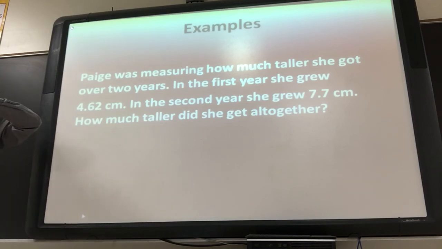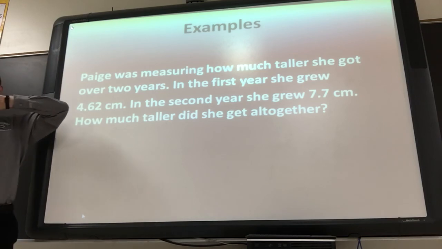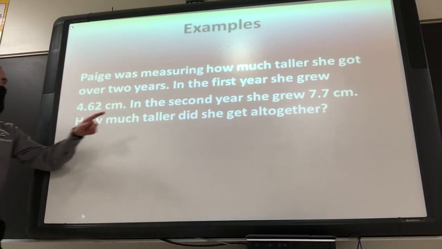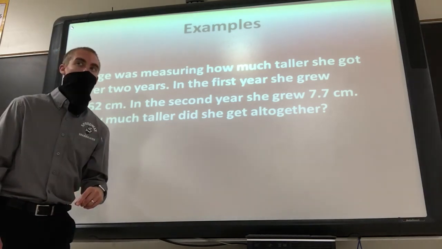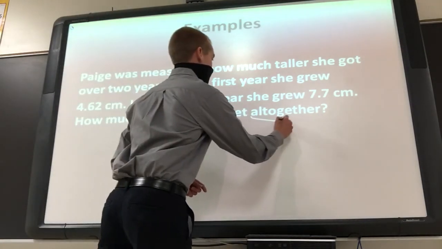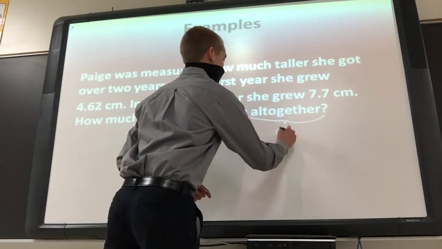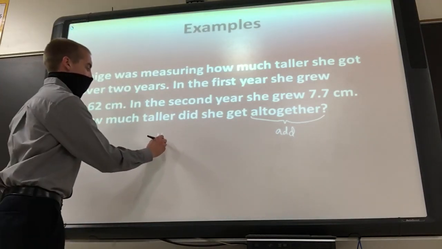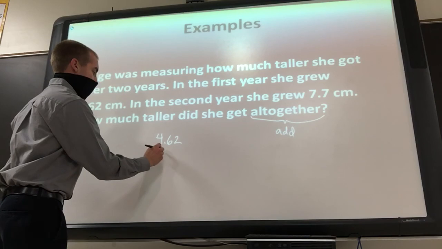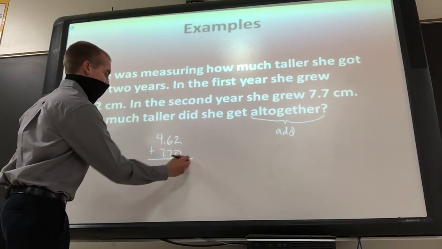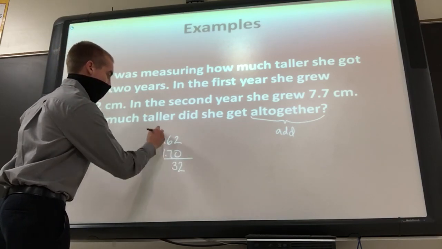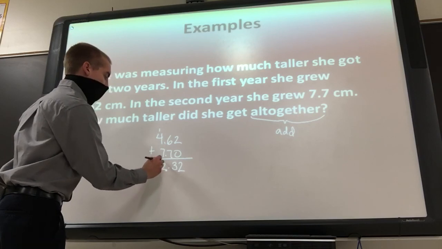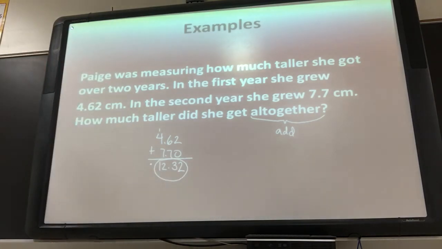What word tells us what operation to use? What's a word there that tells us what we need to do? Fiona? Altogether. Altogether means what? To add. To add them, yes. So altogether means we add. So we're going to take 7.7 and 4.62 and add them together. So altogether, she grew 12.32 centimeters.